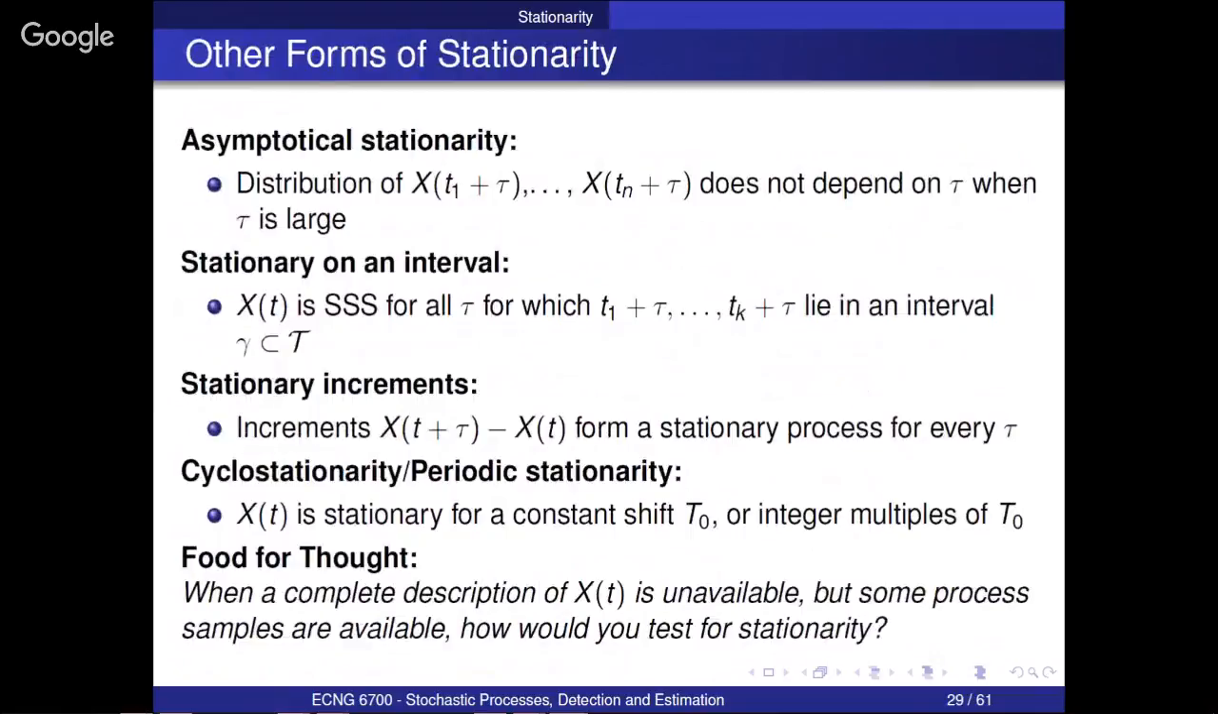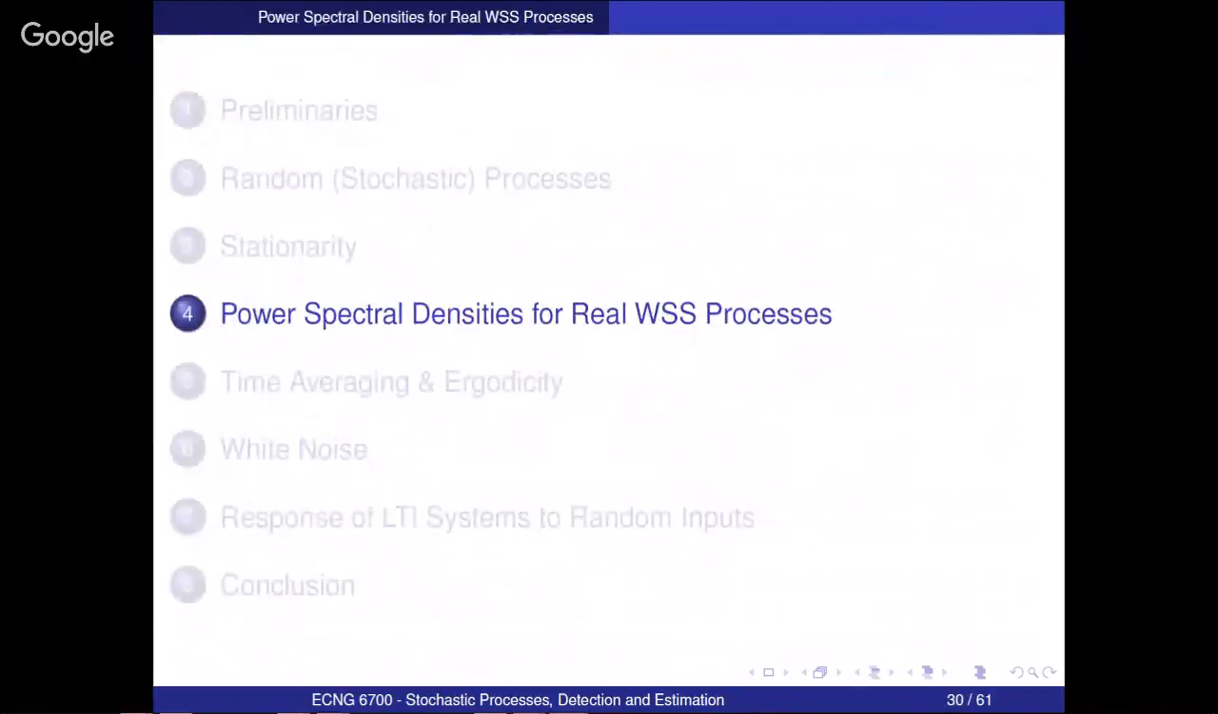There are also other forms of stationarity, such as seen here. You are advised to have a look at some of them. Now, food for thought. When a complete description of the random process is unavailable and you only have samples, and this is important for our modeling, how would you know what type of stationarity you have? Think about it and we'll discuss it in the next class.